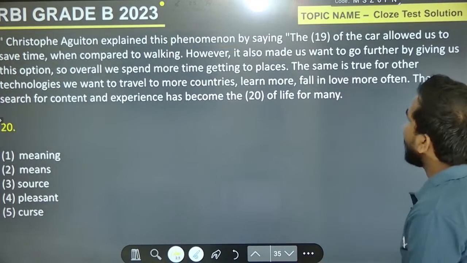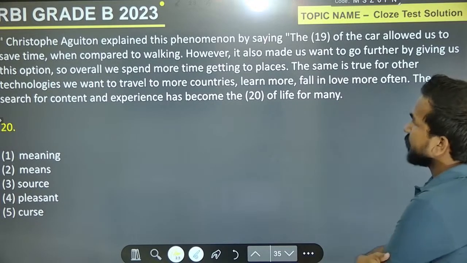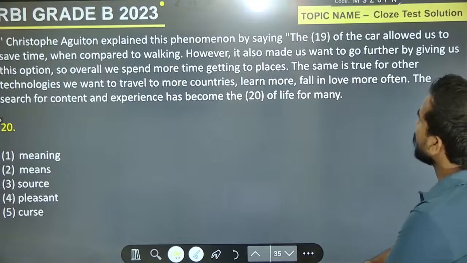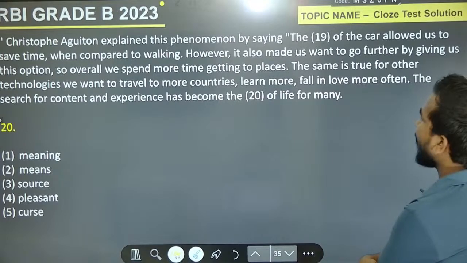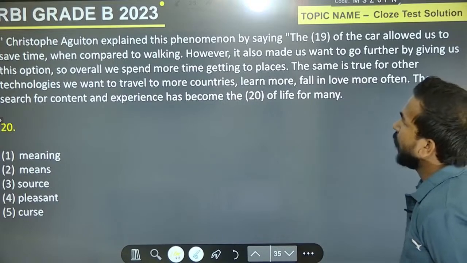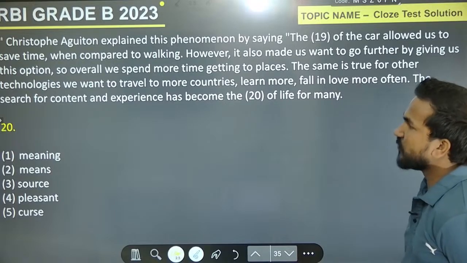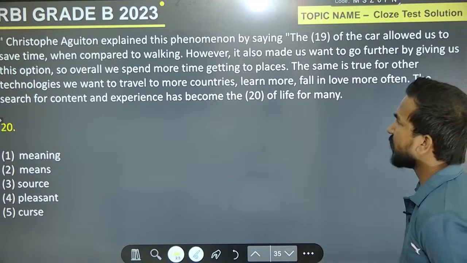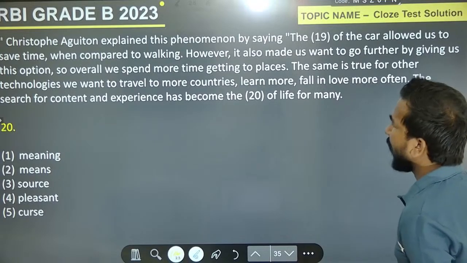Now we have the last question. Okay, the invention of the car allowed us to save time when compared to walking. Yeah, definitely yes. Okay, however it also made us want to go further by giving us this option. So overall we spend more time getting to places. The same is true for other technologies.